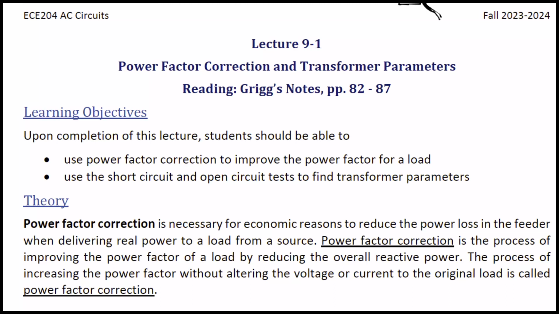So power factor correction is essentially a way for a system to be more economic by reducing the power loss in the feeder line when delivering real power to a load from a source. Power factor correction is the process of improving the power factor of a load by reducing the overall reactive power. The process of increasing the power factor without altering the voltage or current to the original load is called power factor correction.